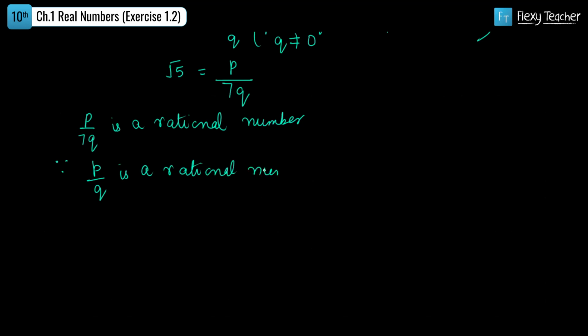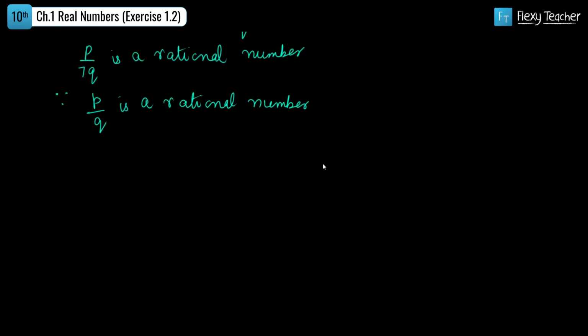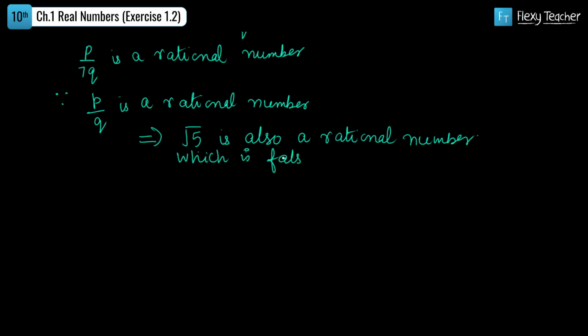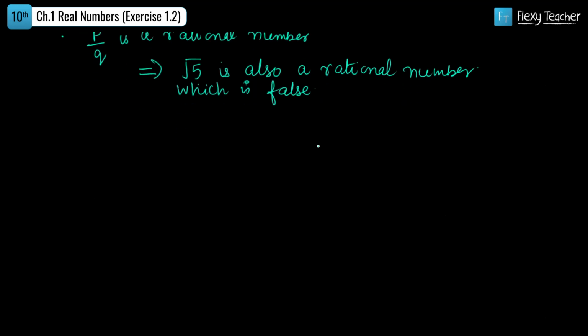Okay, जब हम एक रैशनल नंबर को किसी इंटीजर से मल्टीप्लाई करेंगे तो वो रैशनल नंबर ही रहेगा. So when P upon 7Q is a rational number, this implies that root 5 is also a rational number, which is false. Okay, therefore we conclude that 7 under root 5 is an irrational number.